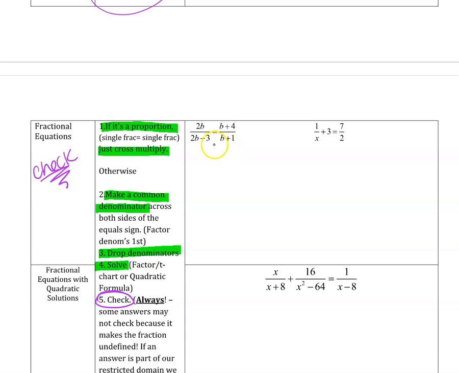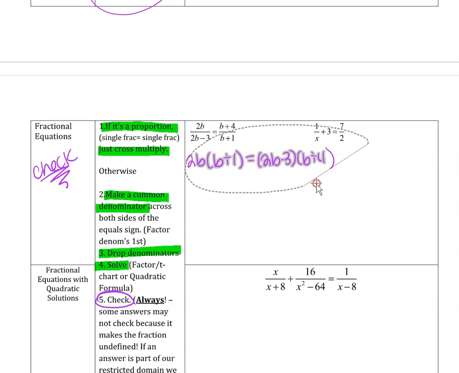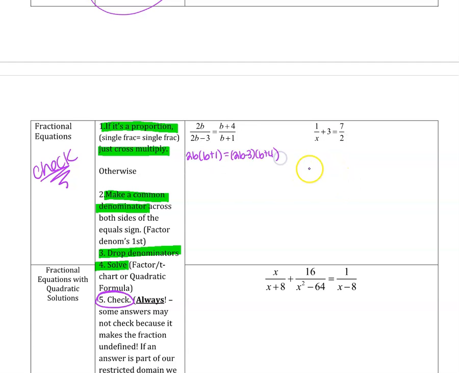All right, so first guy, I have a proportion. It's a single fraction equal to a single fraction, so I'm simply going to cross multiply. So that's 2b times b plus 1 equals 2b minus 3 times b plus 4. I'm going to make this slightly smaller so that I have a little bit more room for the next problem. Great. Okay. So this would be 2b squared plus 2b. And then I'm FOILing over here.